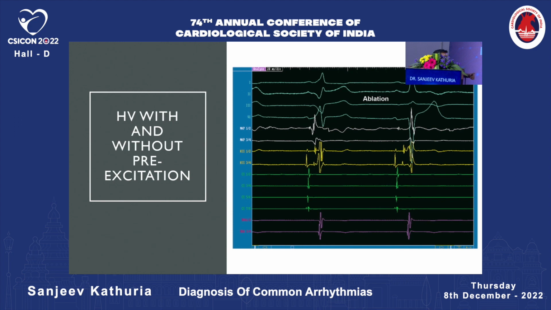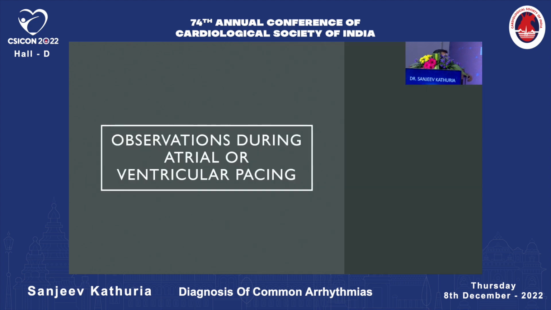You have an HV interval which is negative in the first beat, and you have an HV interval which becomes positive in the second beat. That means consequently you have ablated the pathway, and then you can see that the HV interval becomes positive. So this is the baseline. In an EP lab, per se, in a baseline you can have the observation only for a short PR interval. That means a WPW syndrome.